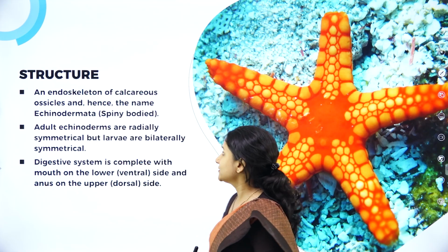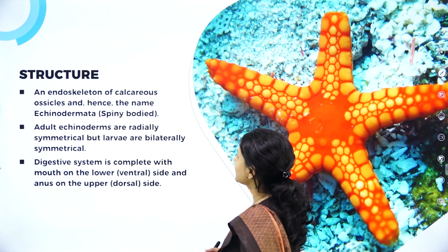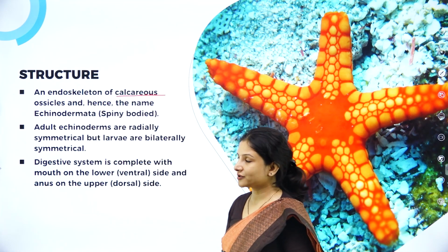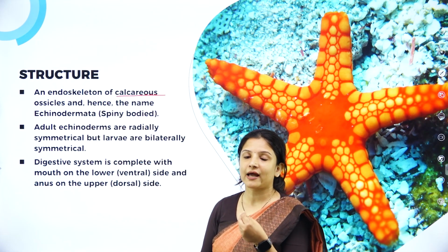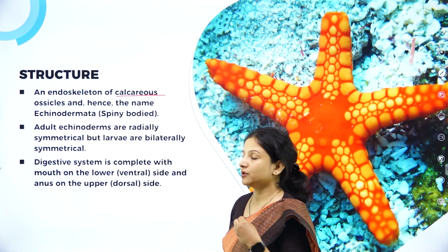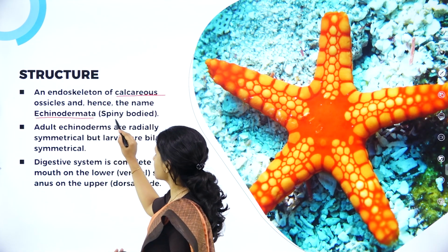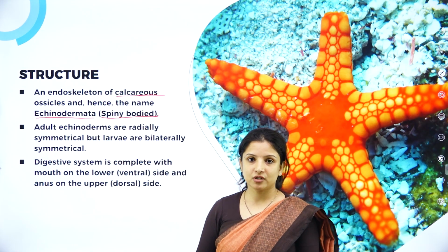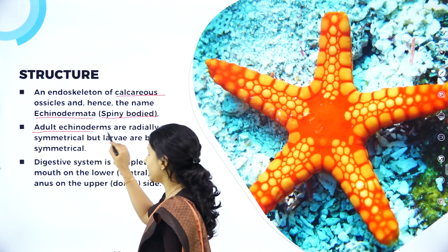Next, talking about their structure, they have an endoskeleton of calcareous ossicles. So they have calcareous ossicles, and therefore, as I told you, they have spines which are made up of calcium or calcium carbonate. So that is why the name echinodermata, meaning spiny bodied. And adult echinoderms. Why? Because you have to mention the term here, adult echinoderms.